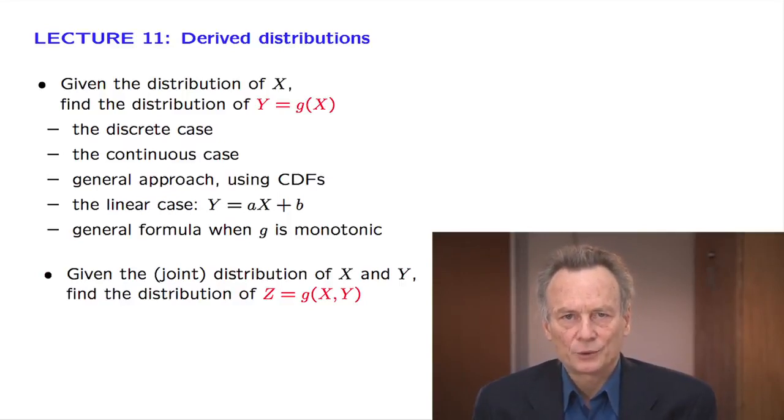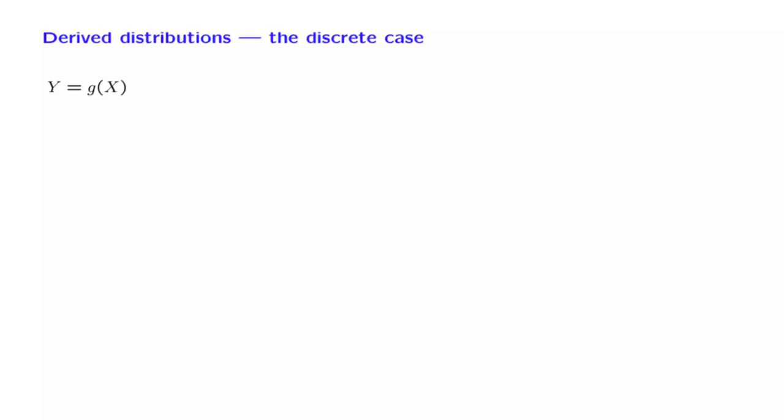As a warm-up towards finding the distribution of a function of random variables, let us start by considering the discrete case. So let x be a discrete random variable, and let y be defined as a given function of x. We know the PMF of x and wish to find the PMF of y.